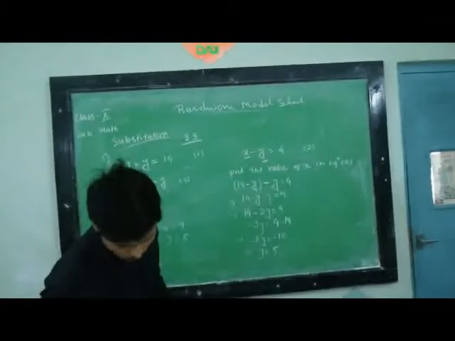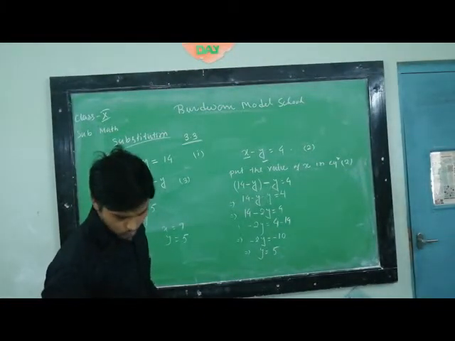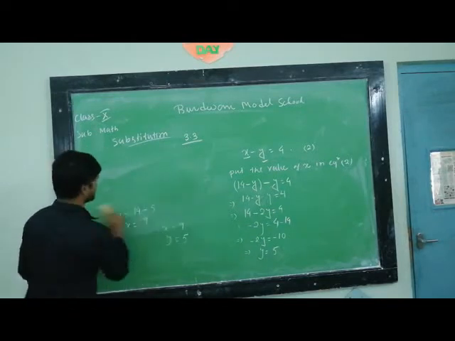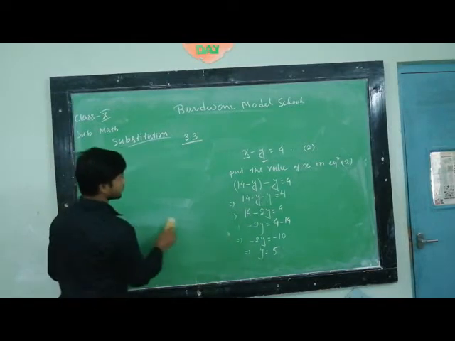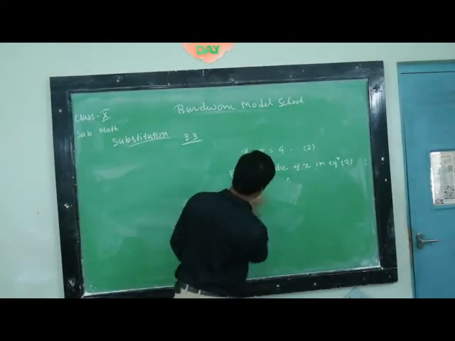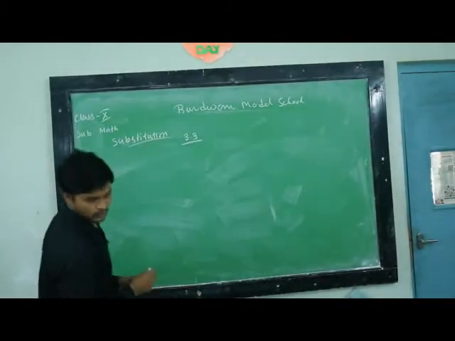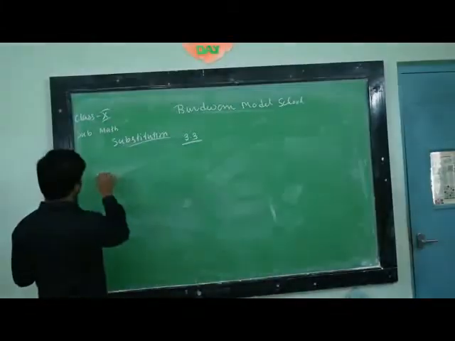I am choosing one more problem. Suppose question number 5. Question number 5 is root 2x plus root 3y is equal to 0.